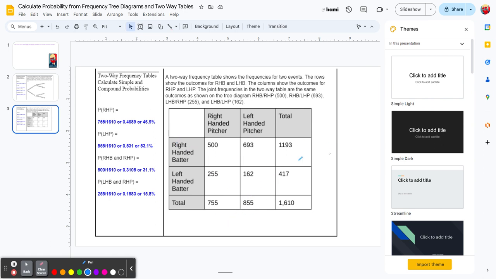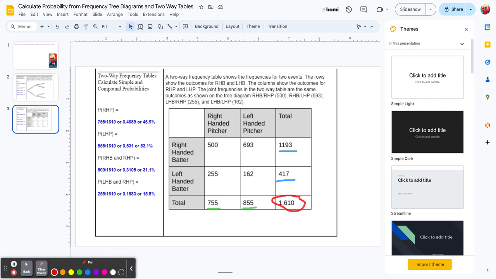Now let's look at the same data in a two-way frequency table. Here the rows are made up of the batters. Right-handed batters, the total is 1,193. Left-handed batters, the total is 417. Then you look at the columns: right-hand pitchers, total 755. Left-hand pitchers, the total is 855. I want you to notice the bottom right corner, the total, 1,610. Both the rows and the columns add up to 1,610. In other words, 755 plus 855 is 1,610, and 1,193 plus 417 is 1,610.